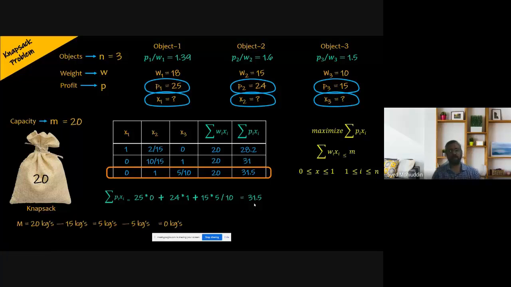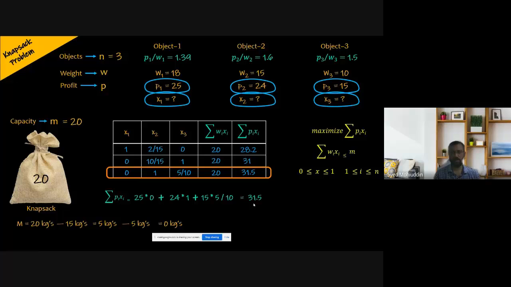And you can see that 31.5 is the maximum profit that can be earned by filling the knapsack with fraction 1 of object 2, that is x2, fraction 5 by 10 of object 3, and nothing of object 1. So the greedy approach to solve this knapsack problem is to use the ratio of profit by weight in decreasing order.